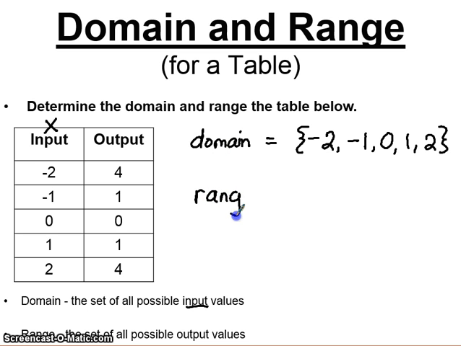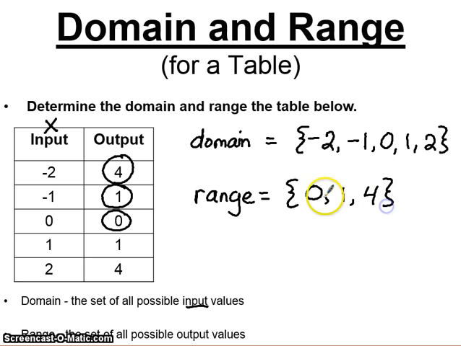Now let's look at the range. What can these inputs possibly output? Well, they can output 4, 1, 0, 1, which we already have listed, and 4, which we already listed. So our range is 0, 1, and 4. Those are the only three numbers that can be outputted by this shown relationship.